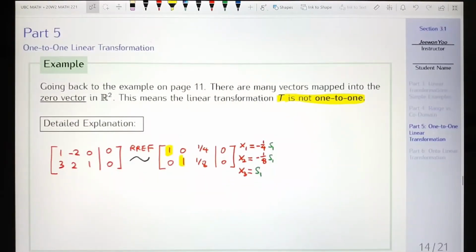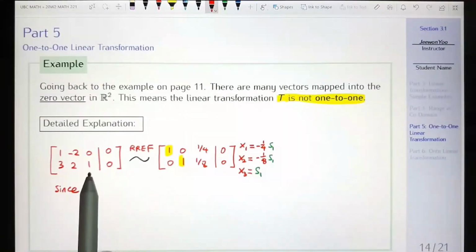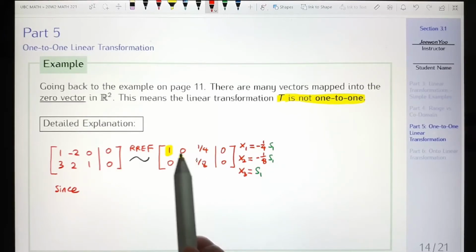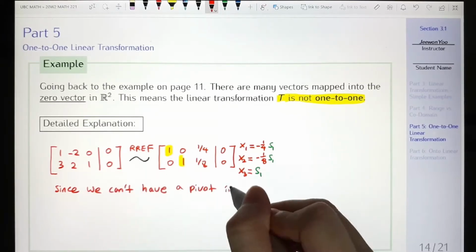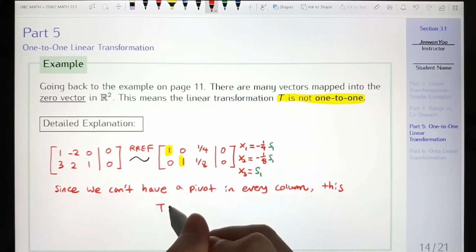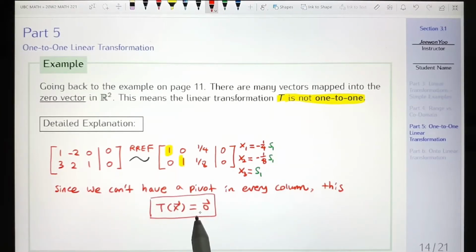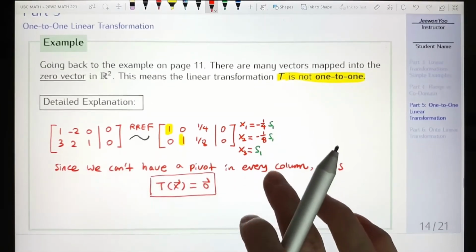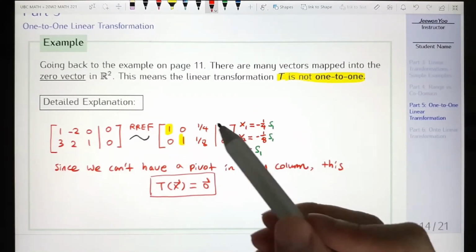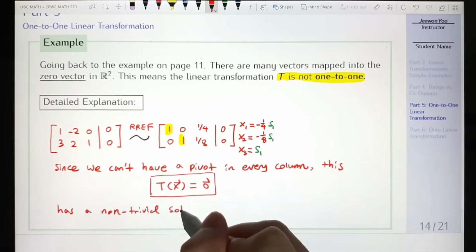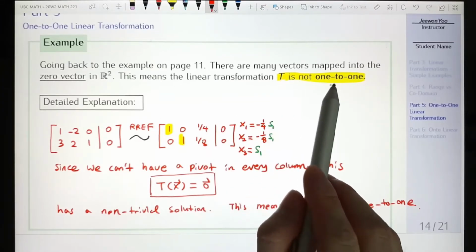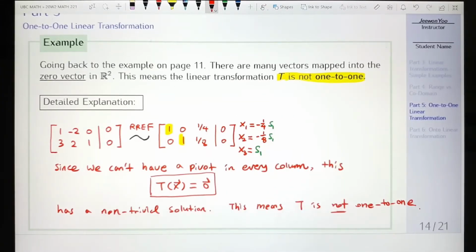So here's the detailed explanation. Since our augmented matrix in reduced echelon form cannot have a pivot in every column, this homogeneous equation, with a 0, 0 at the end, this is important, everyone, has a non-trivial solution. Look, we have a free variable. A free variable means a non-trivial solution. This means the transformation T is not one-to-one. That's the end of the example.